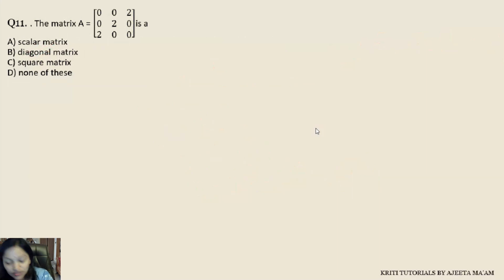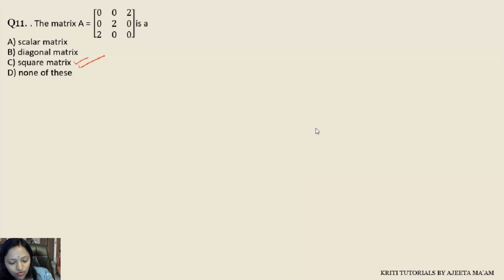The matrix is, as I said in the starting also when we were doing the terms, scalar matrix, diagonal matrix, square matrix, none of these. तो आपको वो एक matrix दे सकते हैं कि ask you which type of matrix is it. So if you see this matrix, इसका order same है. Number of rows is equal to number of columns. So which type of matrix is it? Square matrix, right? So that is what it is.